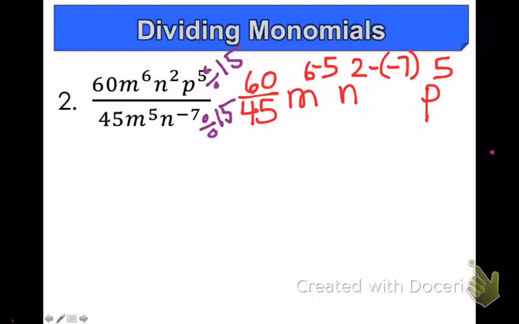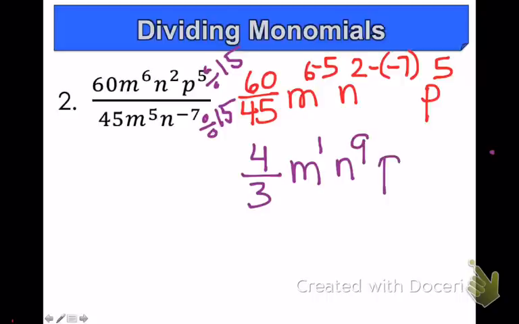Now let's say, what if I don't divide by 15 and I divide by 5? You'll have to reduce it a second time. So let's just do it a faster way all at once. So 15 goes into 60 4 times. 15 goes into 45 3 times. My m is now going to be a 1. My n is 2 minus a negative 7. Double negative is positive, so it's going to be a 9 and p5.